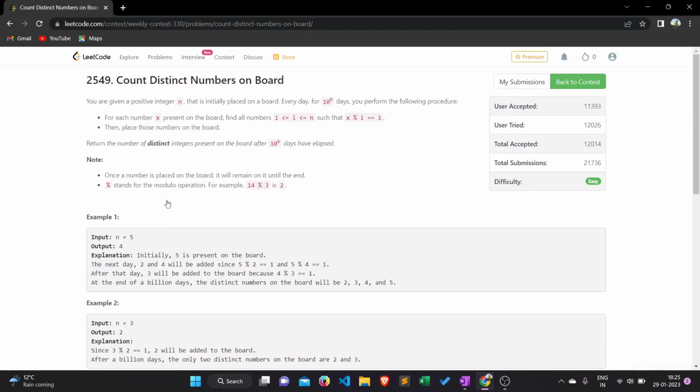I will suggest you read the problem statement by yourself and try to solve every problem, and then if you are stuck, you can continue watching. I think that most of you have tried this contest.